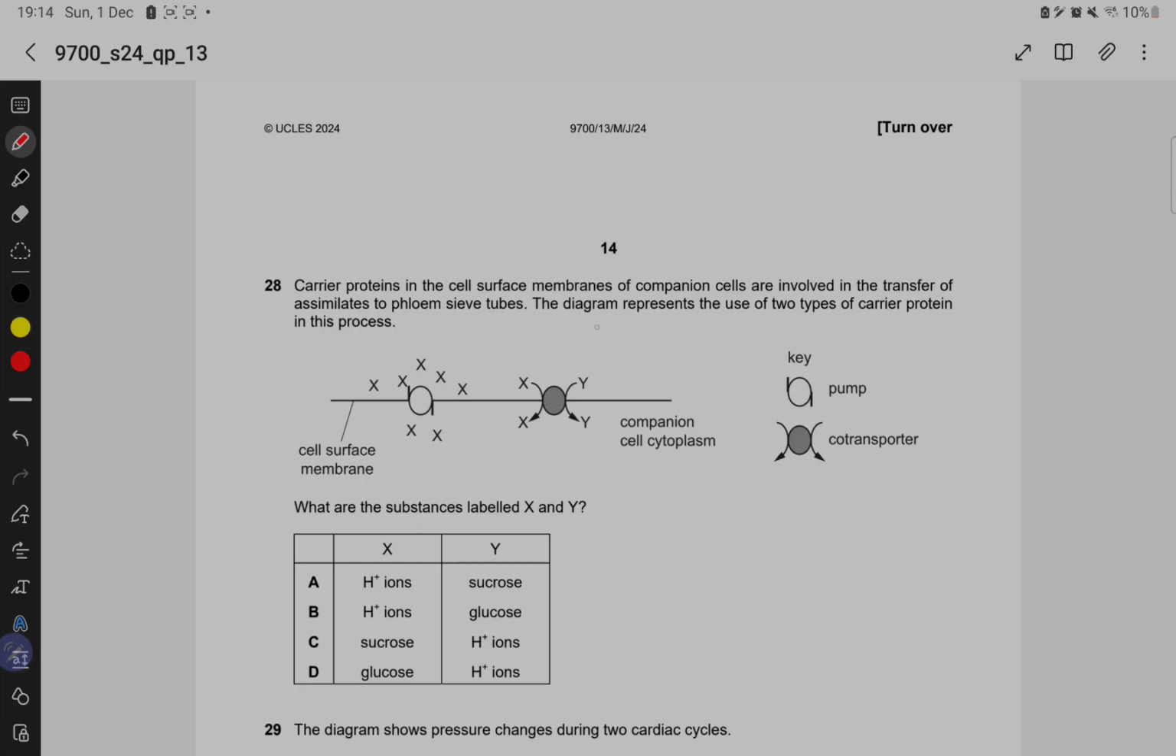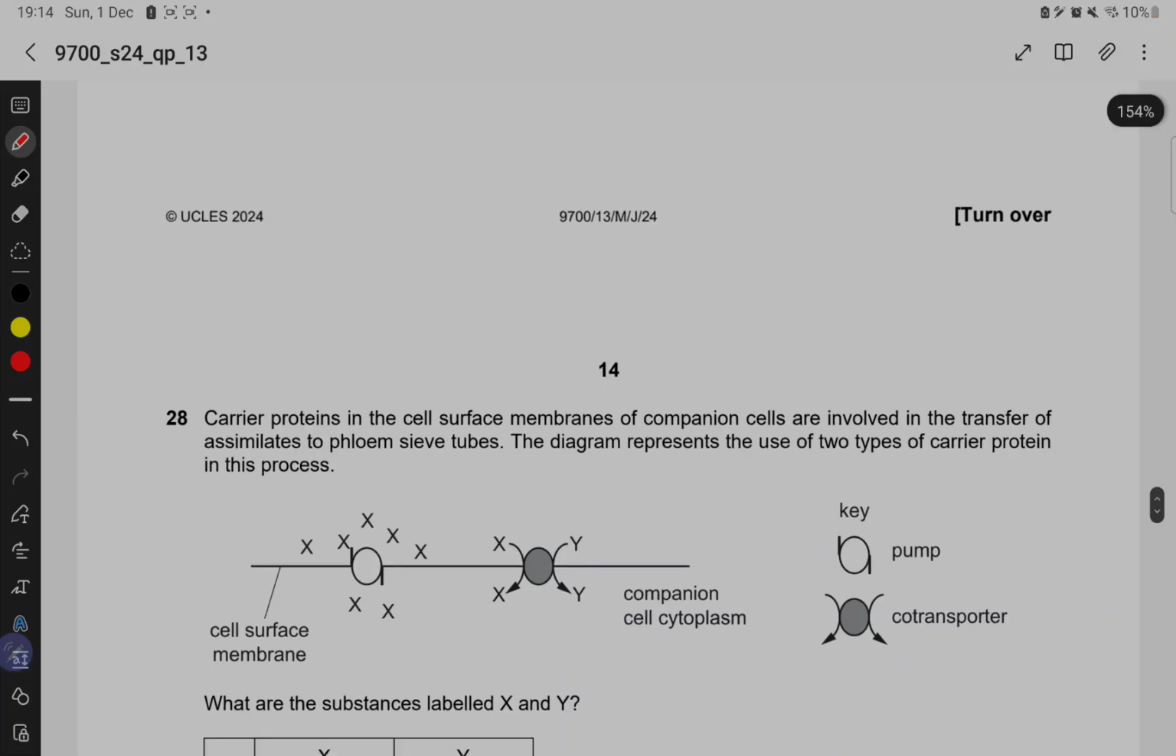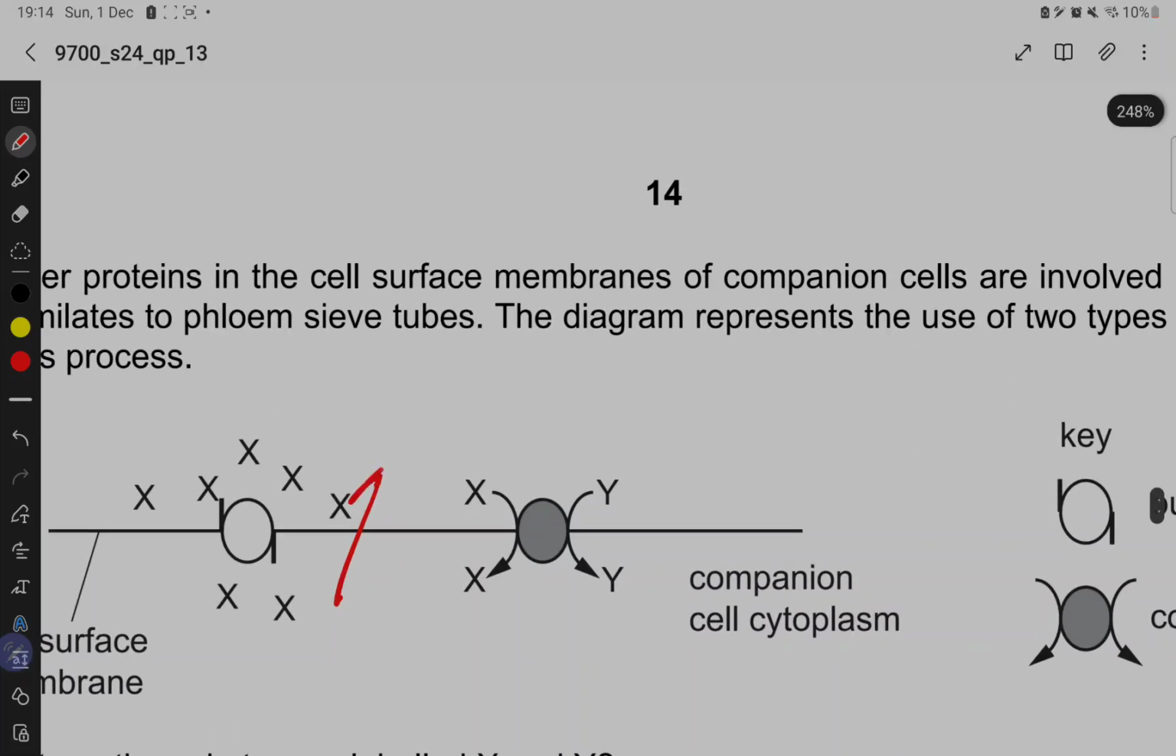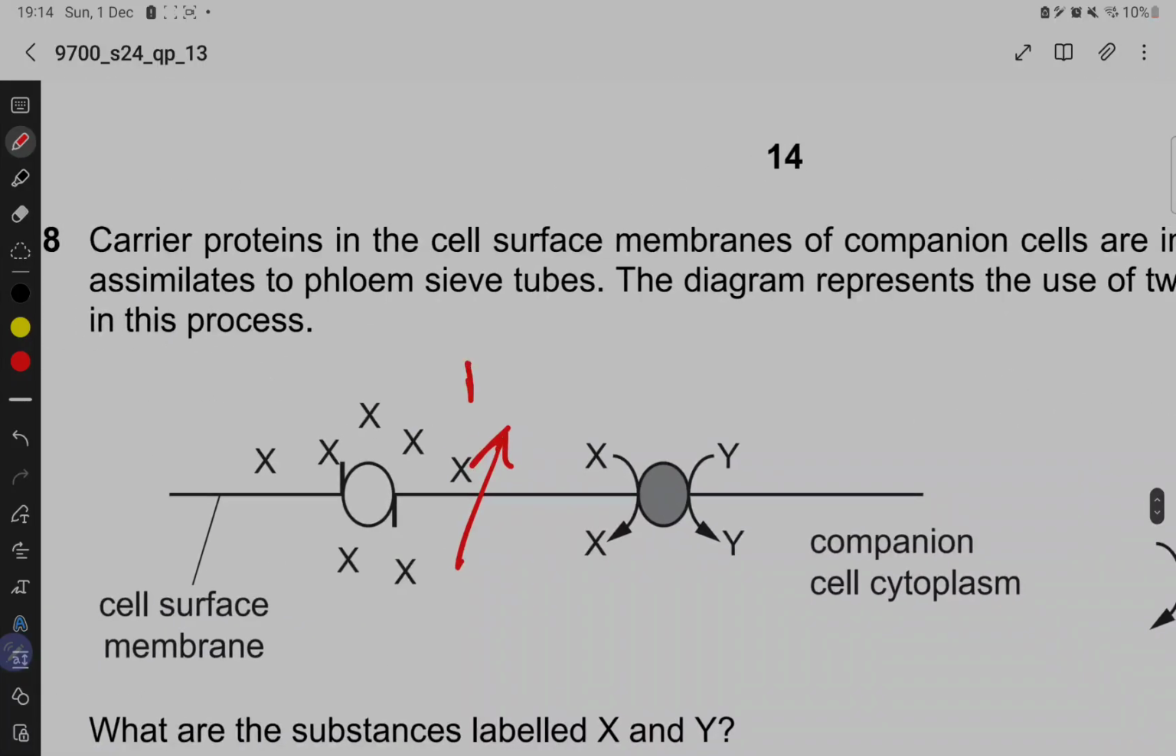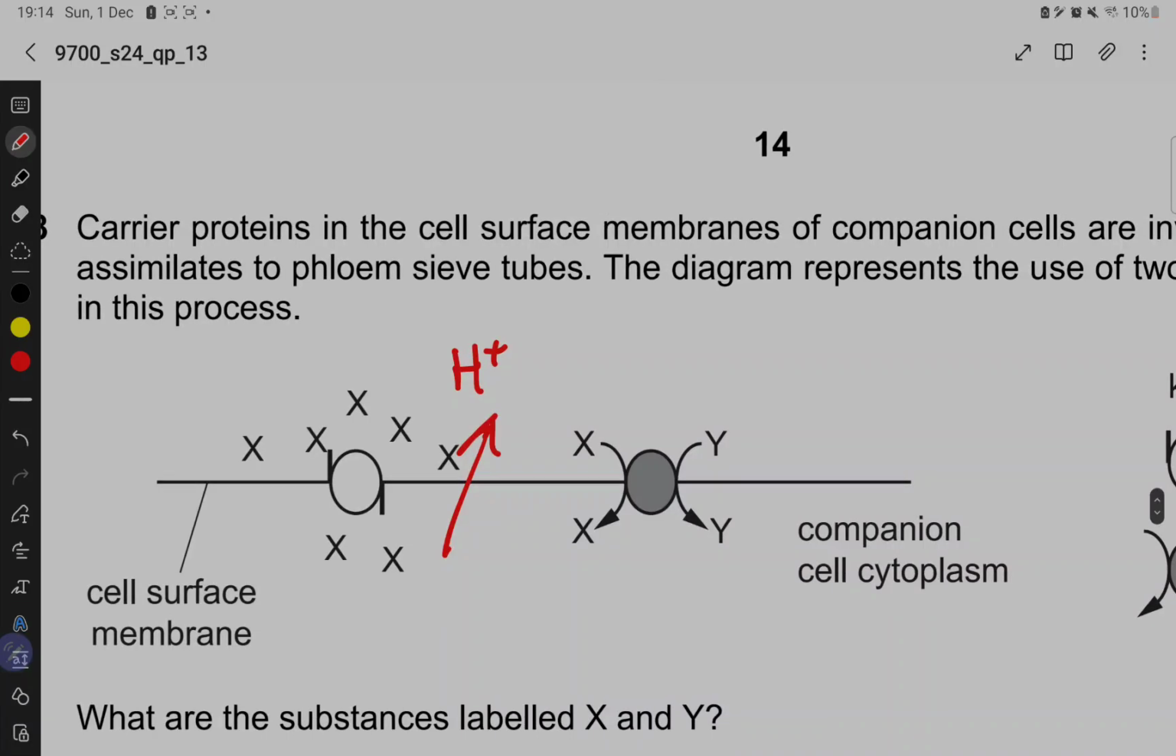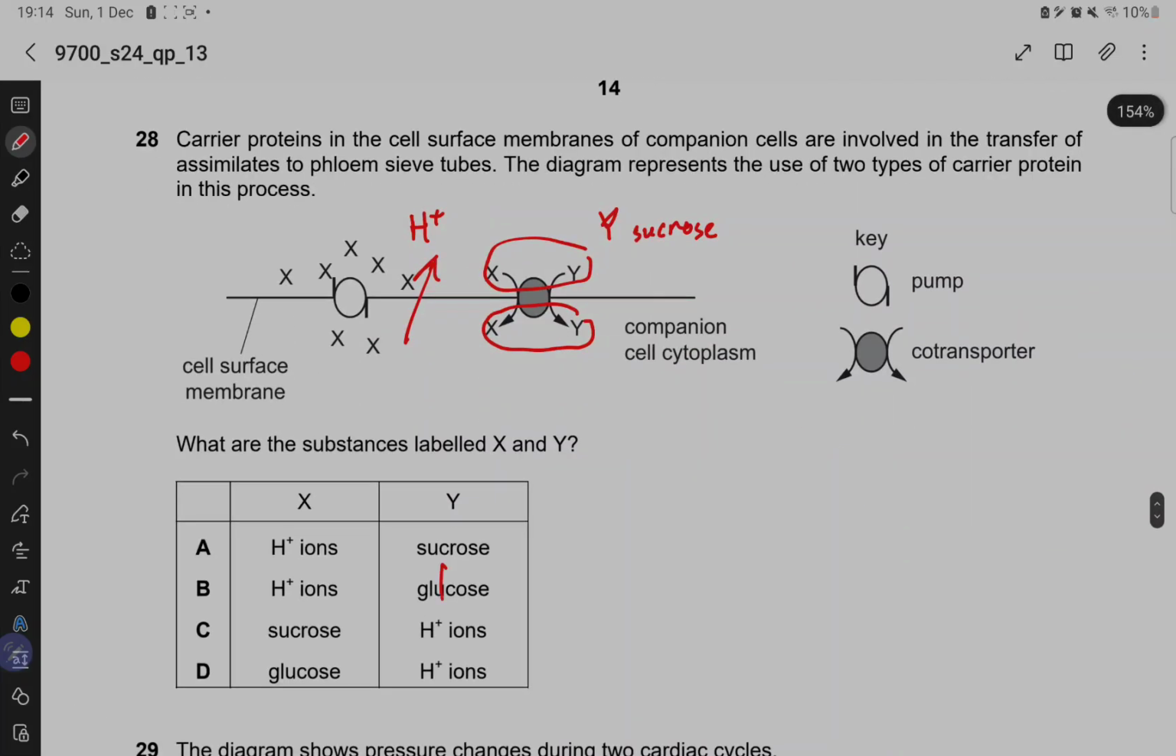Carrier proteins in the cell surface membrane of companion cells are involved in the transfer of assimilates to phloem sieve tubes. The diagram represents two types of carrier protein in the process. So you're going to be pumping out your X. You're going to actively pump them out, and so X is your H plus. X is going to bind with Y, and they're going to be co-transported back. Y should be sucrose. Not glucose, sucrose. So B wrong. 28A.